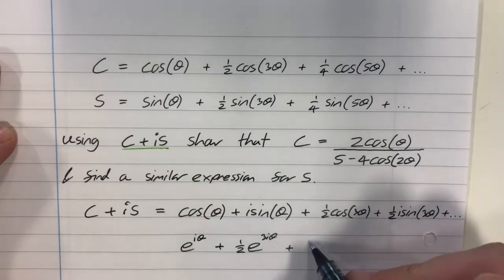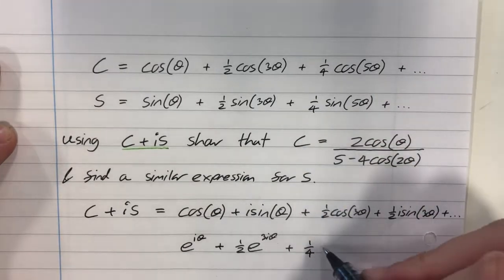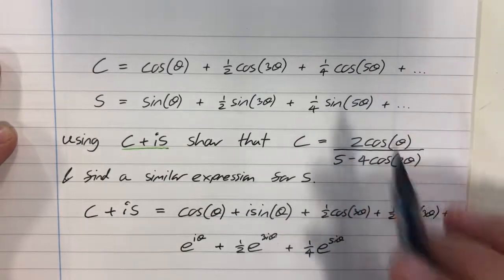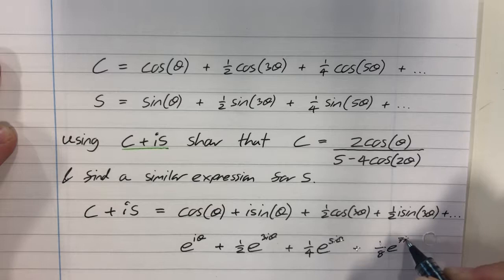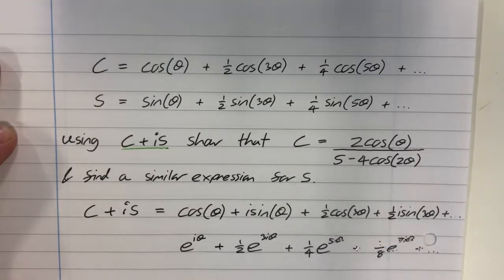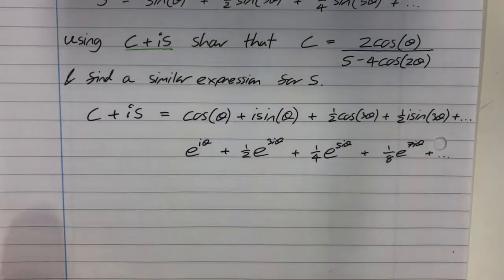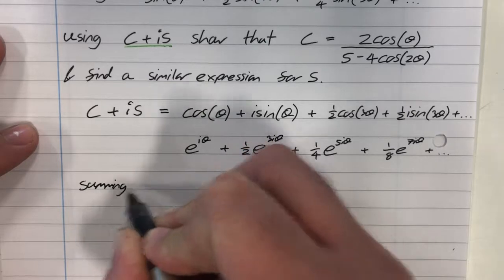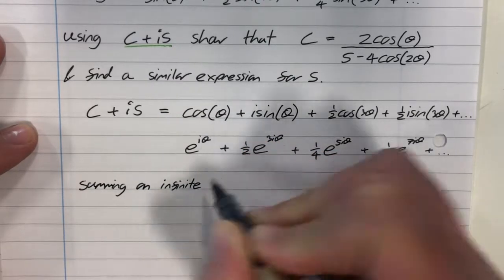The next two terms would combine to give a quarter e to the 5i theta. And then continuing that pattern, you would have an eighth e to the 7i theta as the next term. And this is an infinite series. So we're summing an infinite series in this case. Sometimes it's finite. In this case, it's infinite.